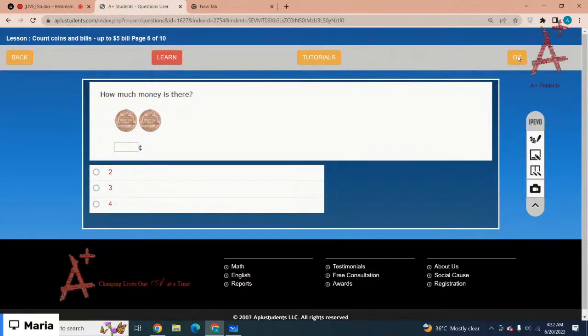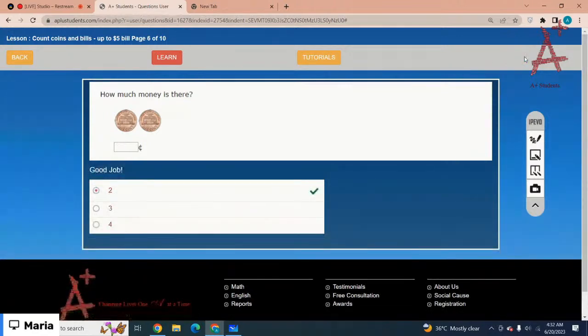The next one is how much money is there? You have just two coins and they both are the pennies. Got it? You can count the pennies by 1. So 1 plus 1 makes 2. So that would be just 2 cents. So the correct option is 2 cents.